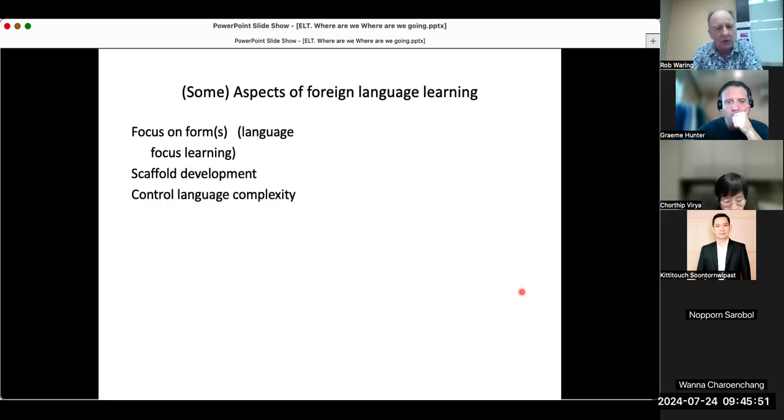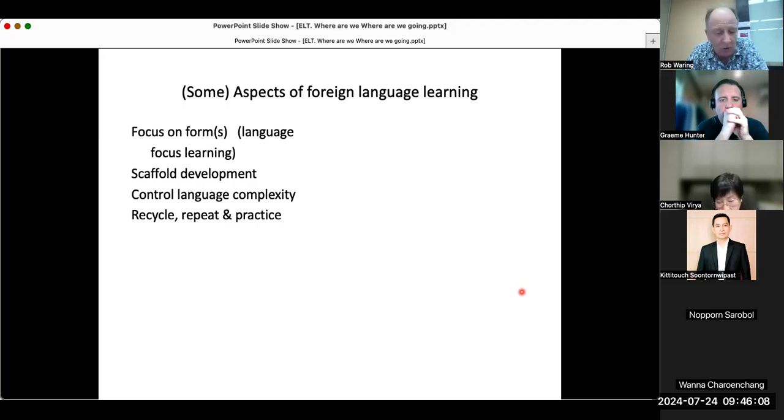We also need to control language complexity. That means we need to teach the easy stuff first, the stuff that's easy to pick up, the stuff which is really important should come first. So we go from the easy to the complex. We need to make sure that we recycle, repeat, and practice whatever it is that we teach. That's an obvious thing to do. We also know that massive amounts of input and exposure are going to be needed.